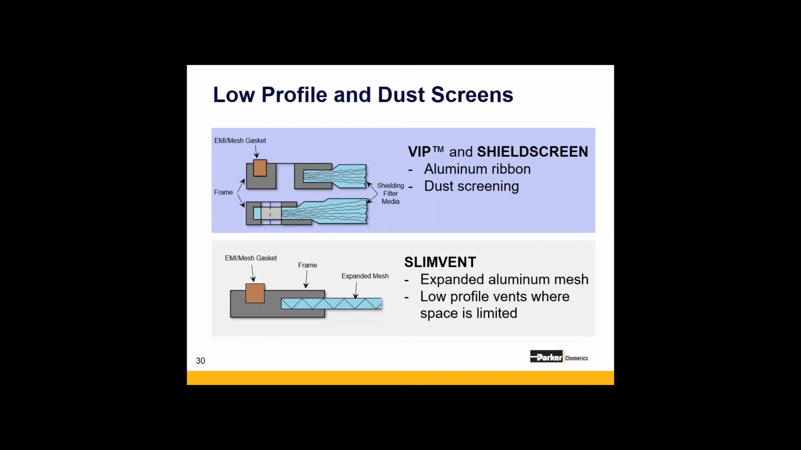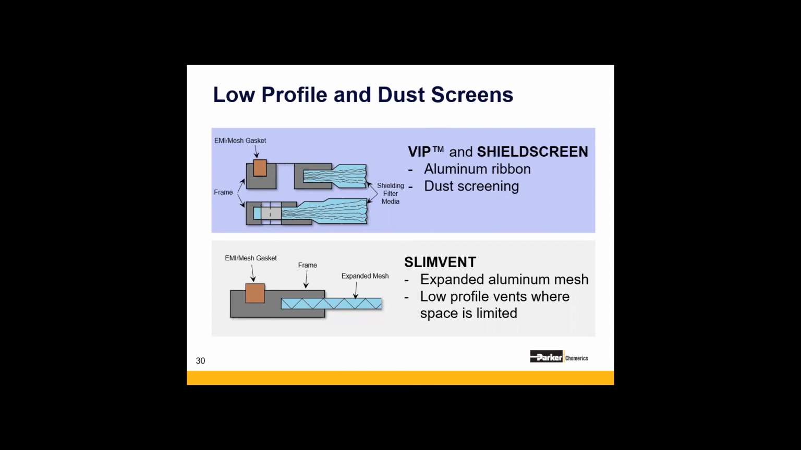And finally, the other low profile vent is known as a slim vent. They're made for very tightly packed or small mechanical areas. And they actually consist, also like the other design, not of a honeycomb, but of an expanded aluminum mesh. While they're thin, they can certainly provide high levels of shielding effectiveness.